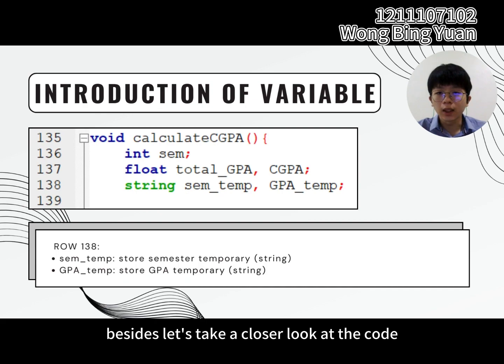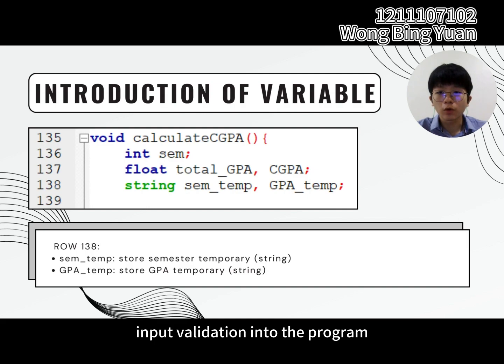Besides, let's take a closer look at the code. In this function, we incorporate input validation into the program to ensure accurate data processing. On row 138, we have 2 temporary string variables, semtemp and GPAtemp. These serve as initial storage for user inputs before validation.